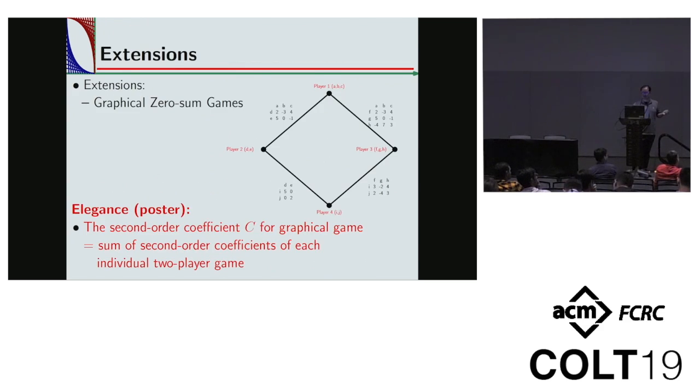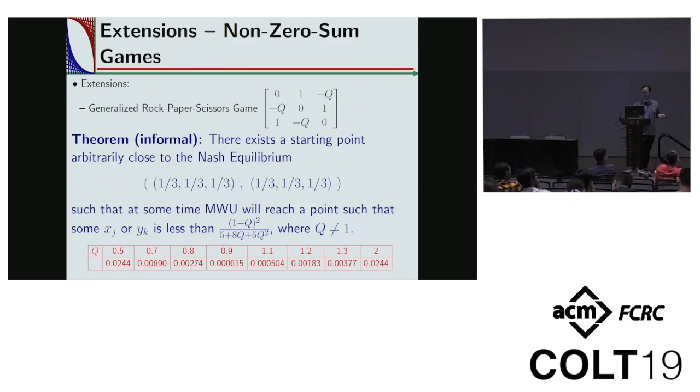There are some extensions, and I will not go through them. This is the last result, about non-zero-sum games. I will stop for 10 seconds to allow you to see what it is. It's some kind of new result in game dynamics. Thank you.